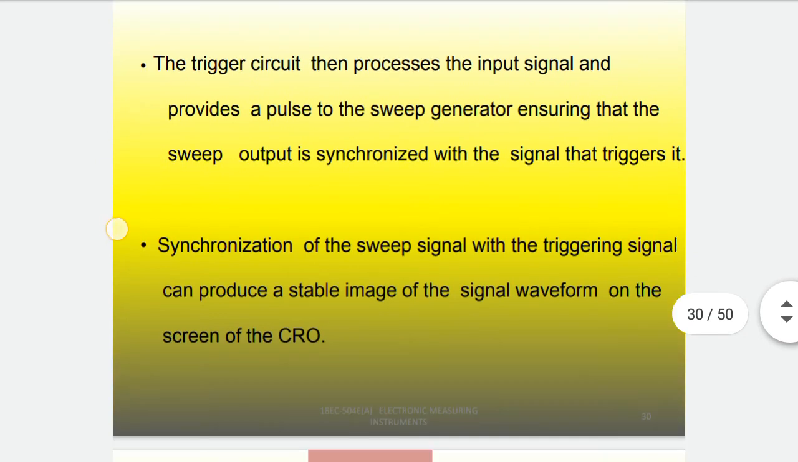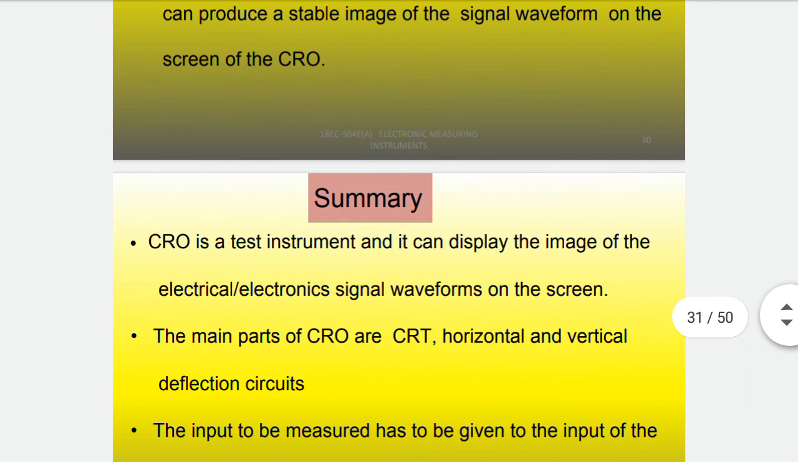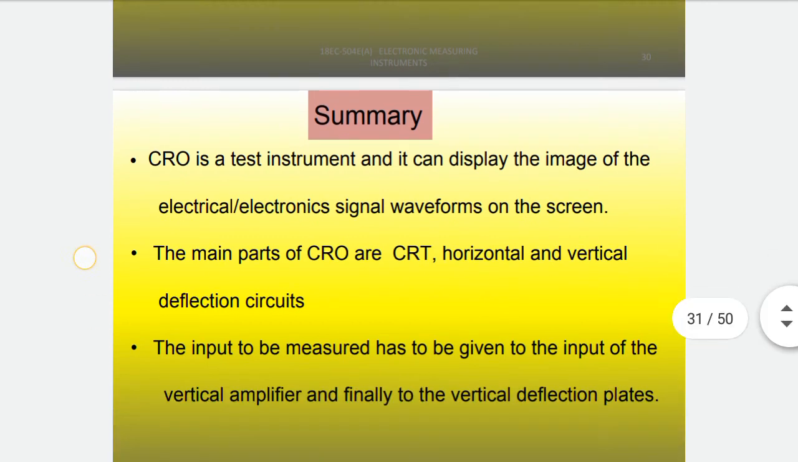The trigger circuit then processes the input signal and provides a pulse to the sweep generator, ensuring that the sweep output is synchronized with the signal that triggers it. Synchronization of the sweep signal with the triggering signal can produce a stable image of the signal waveform on the screen of the CRO. Now, let us summarize all the topics.